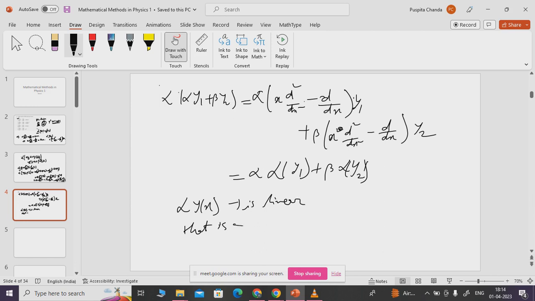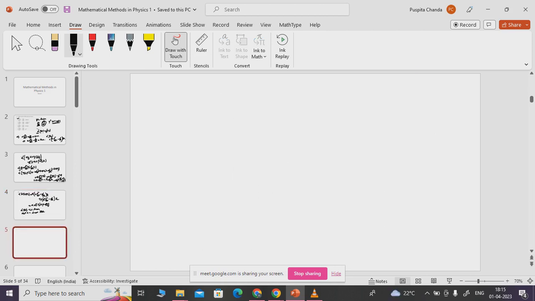That is a linear ordinary differential equation. Now we will check number b. What will be different for a nonlinear ordinary differential equation? Here, this is the equation.